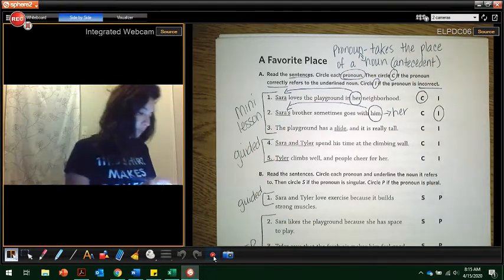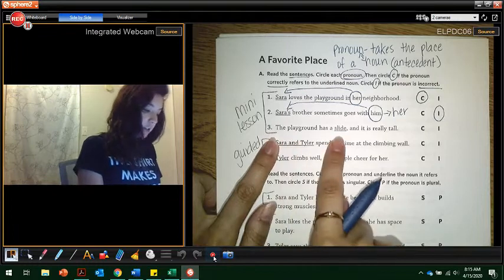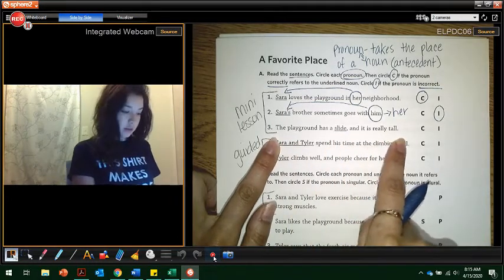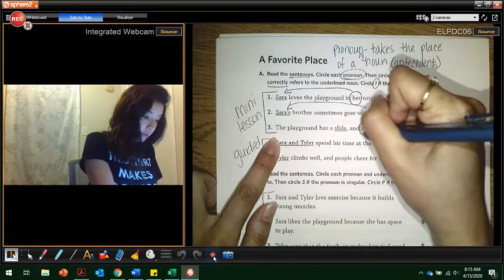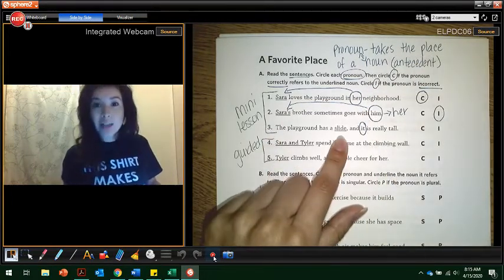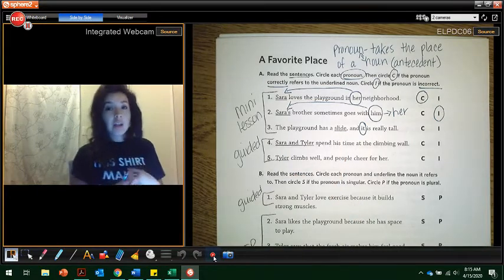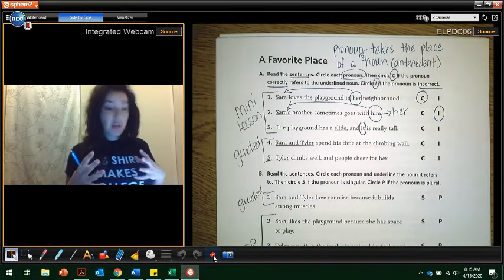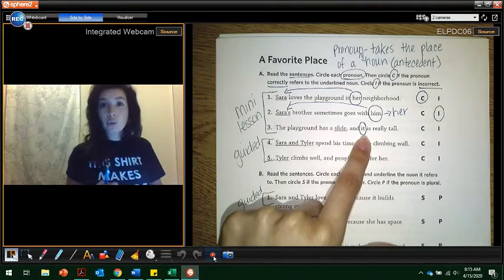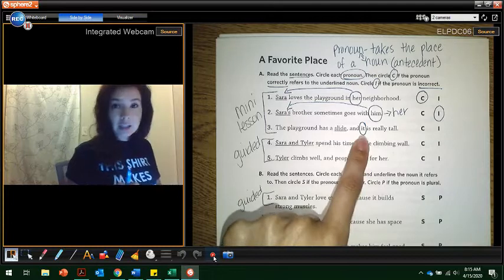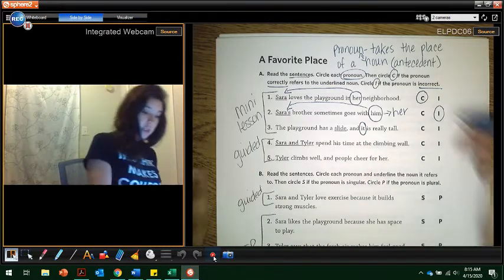Very good. Number 3. The playground has a slide and it is really tall. So I see my pronoun here. I need to make sure it correctly replaces slide. Well, slide is a thing, and if we're using a pronoun for a thing, it is a good way to replace it. And it's only one slide, it's singular, and it is only one thing, so it is correct.